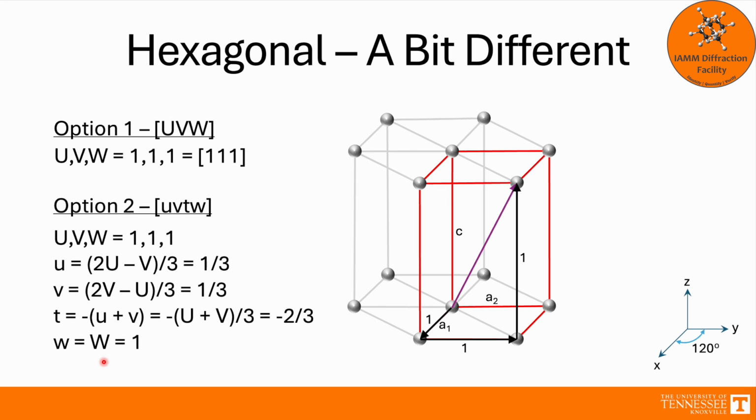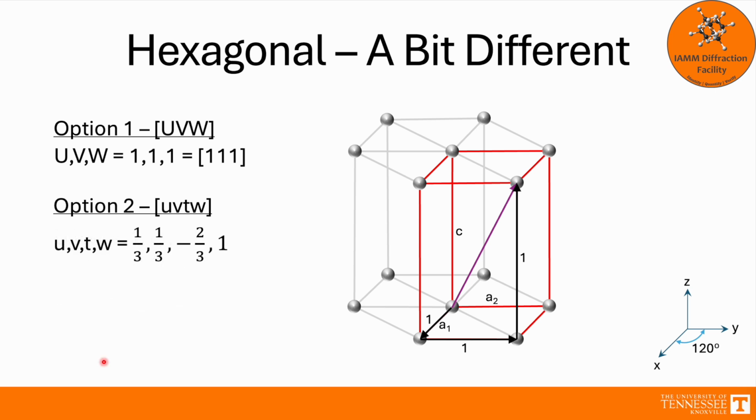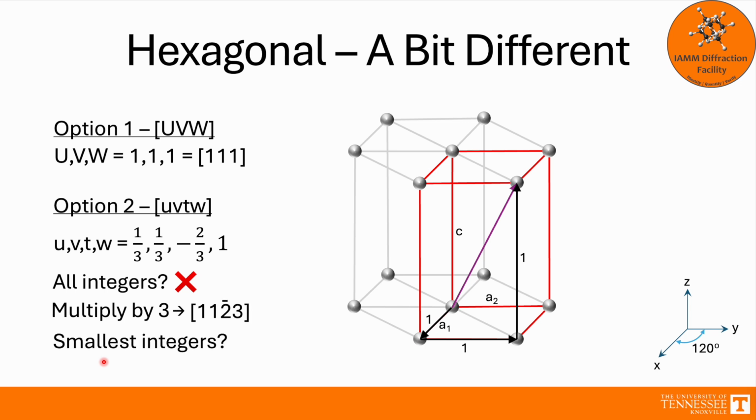So then if we took u, v, t, and w and listed them out, that's what it would look like. Are they all integers? No. We have to multiply by 3 to get 1, 1, 2 bar, 3. Are they the smallest integers? They are. So here we have essentially equivalent directions just written in 2 different methods.